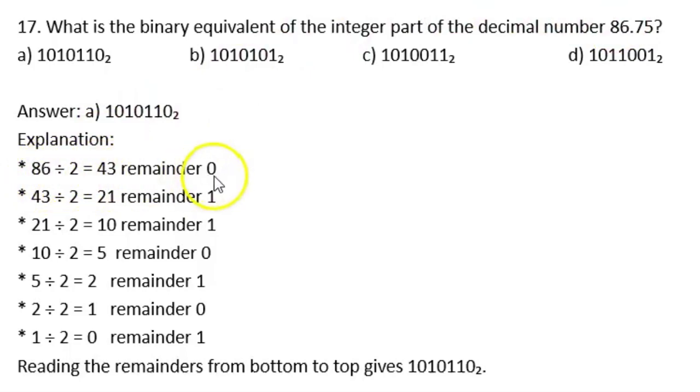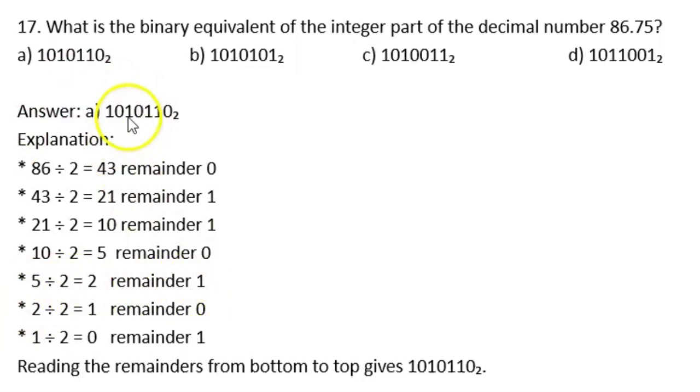86 divided by 2 is 43, remainder is 0. Write 0 first, from right to left. 43 divided by 2 is 21, remainder is 1. 21 divided by 2 is 10, remainder is 1. 10 divided by 2 is 5, remainder is 0.